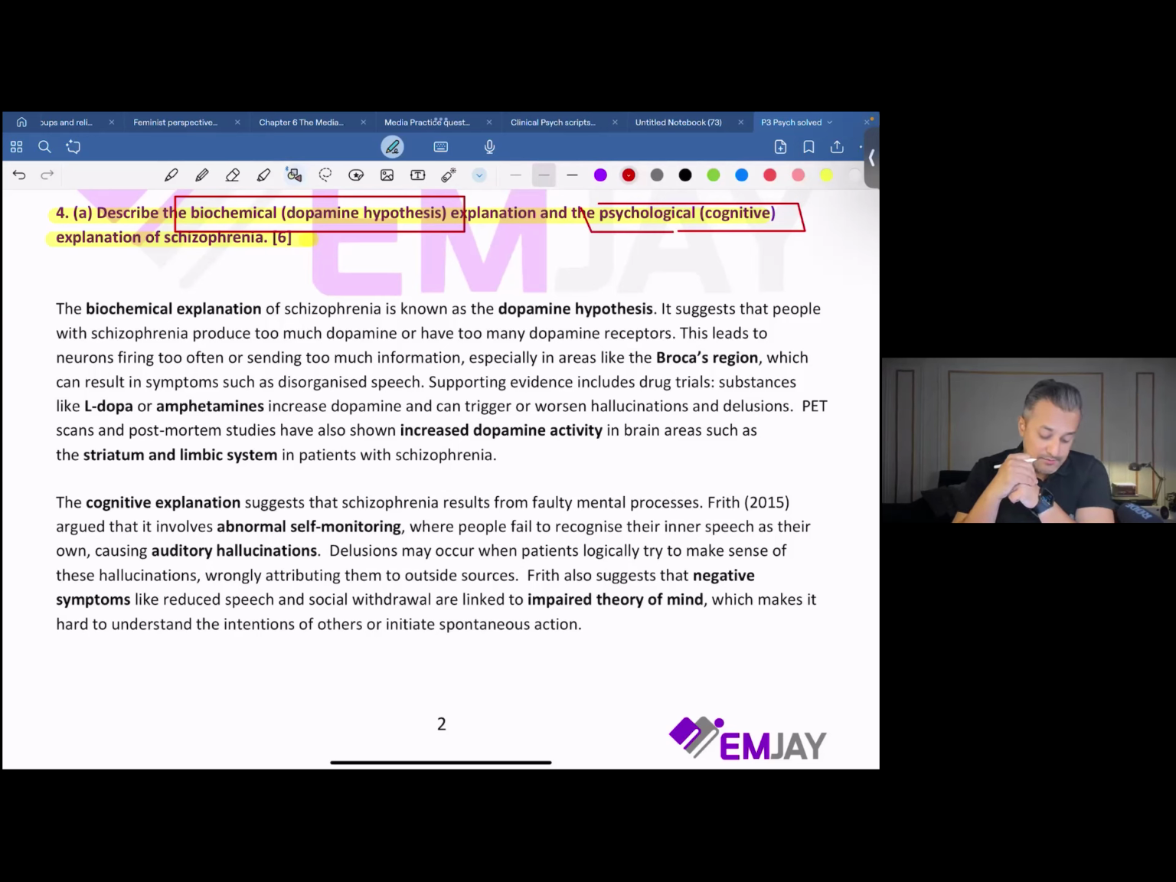Now, there's no example study here. There's no key study. Yes, there's a reference study that was conducted by Frith et al. You could get a question of this sort. I mean, you have had a question of this sort, so you might as well get it again. So whatever's there in the syllabus, you should know it well.